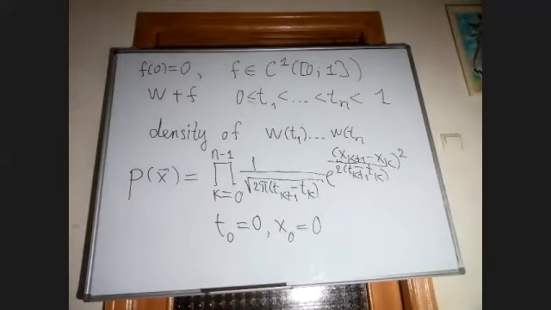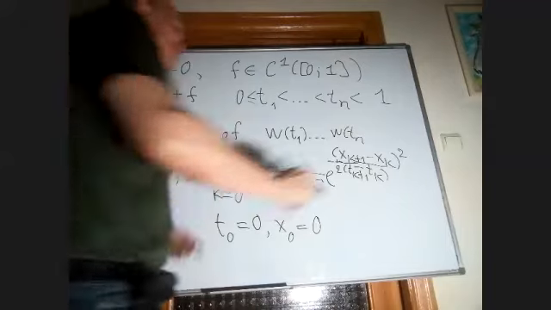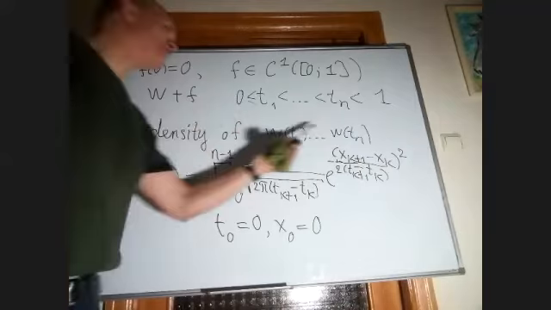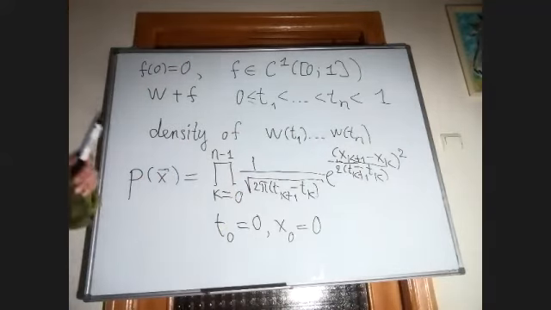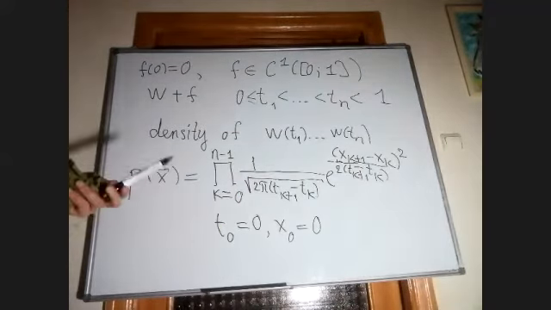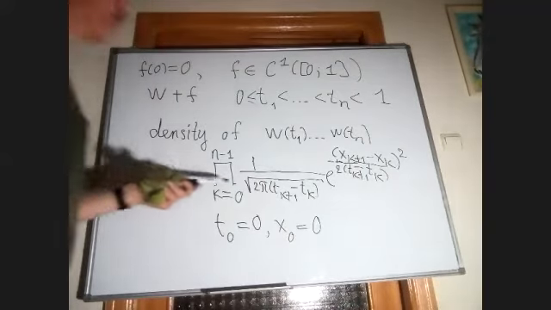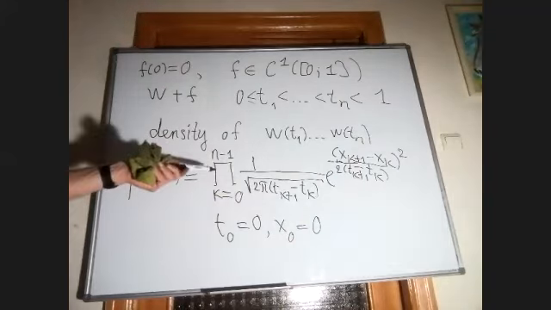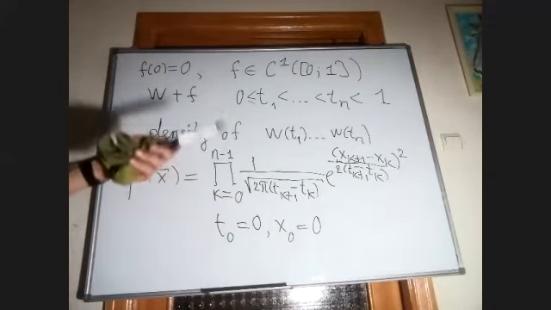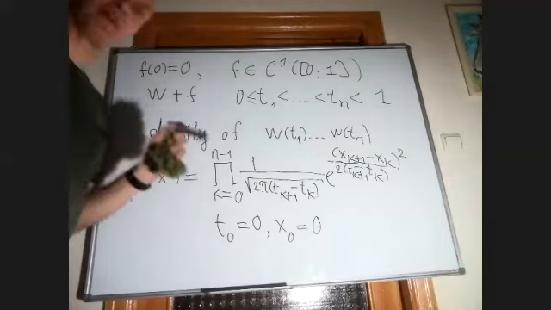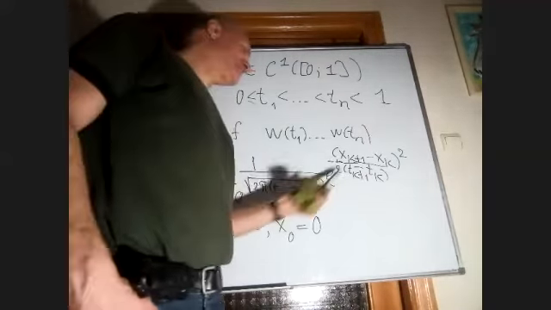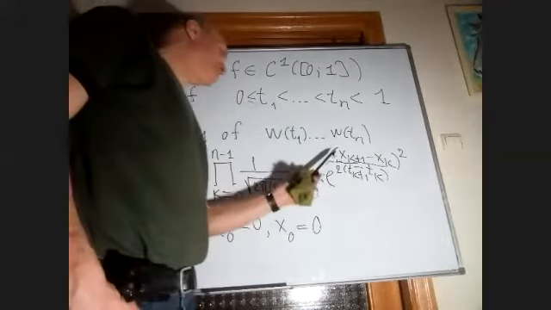This is a good representation for the density of the distribution for a finite number of values of the Wiener process, and it is evident where I get this formula. I just use the independence of the increments of the Wiener process, because everywhere when we say independence, we have a product, and this is evidently the density of the increment.